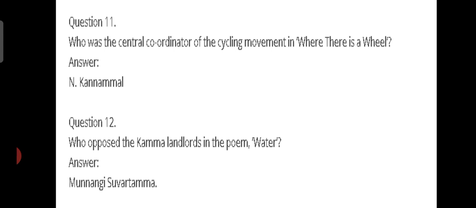Question number 11. Who was the central coordinator of the cycling movement in Where There Is a Wheel? It is N. Kannamal, not Sheila Rani Chunkath. I think the last preparatory exam had this question, and most of you have written Sheila Rani. No, it is N. Kannamal.